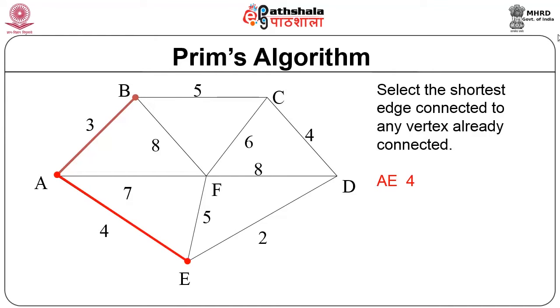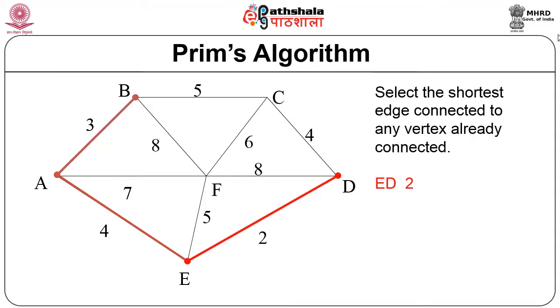Now, you have B, A, E. Now, you have to check: to B you have 5 and 8 connected, to A you have 7 connected, and to E you have 5 and 2. So, which should you select? You should select ED. So, that is the one that will be selected next. Now, you have A, B, E and D selected.